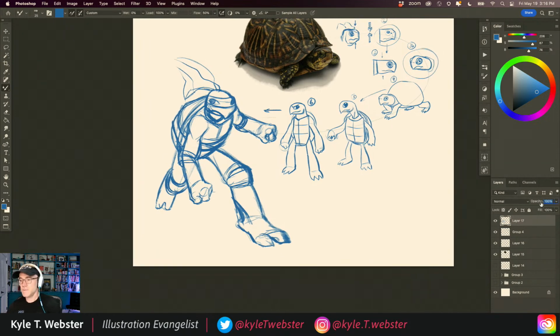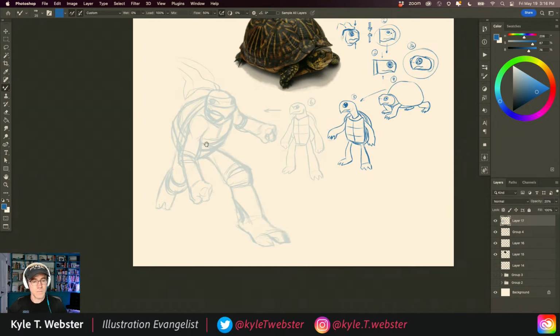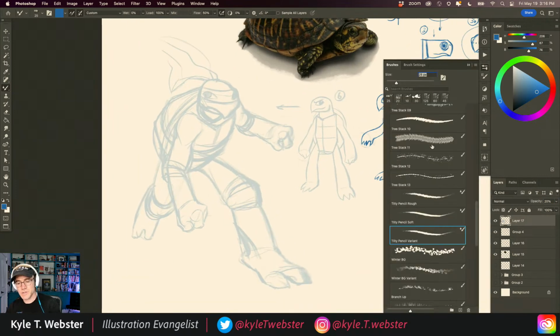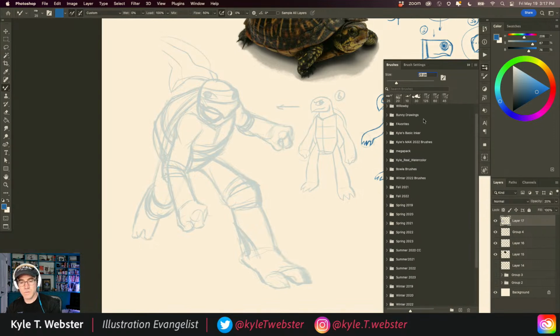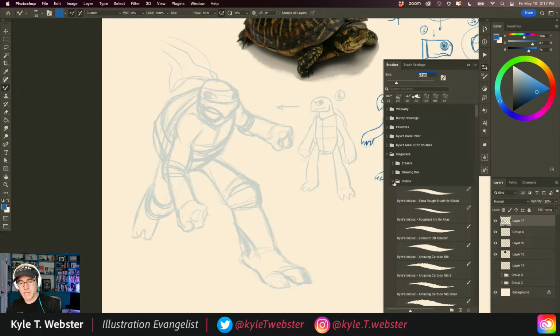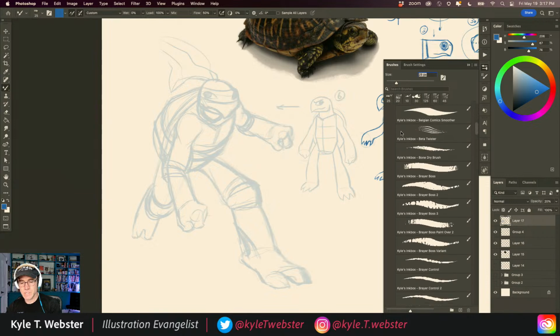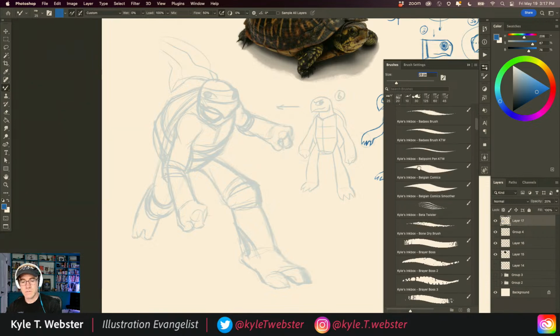All right, so there, now we can do a more cleaned up version of it. We got our sketch, and we go into the mega pack, and we just grab, let's see, that might work, Belgian Comics.